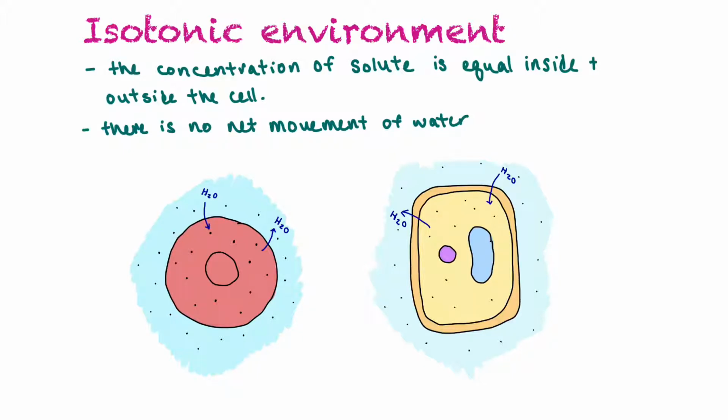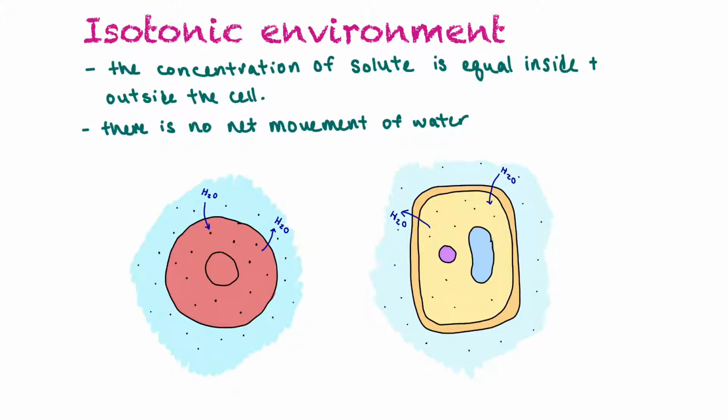So in this case, because the concentration is the same inside and outside of the cell, for every water molecule that enters the cell, one will leave. So there is no net movement of water. So the concentration stays the same, and the balance of water is the same across the membrane.